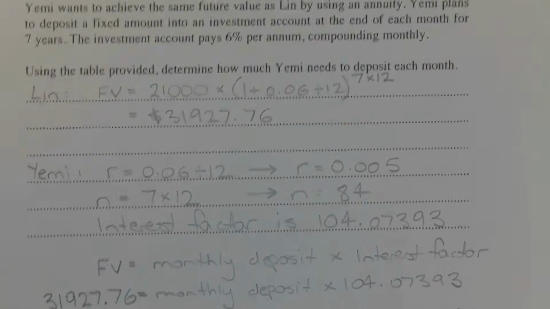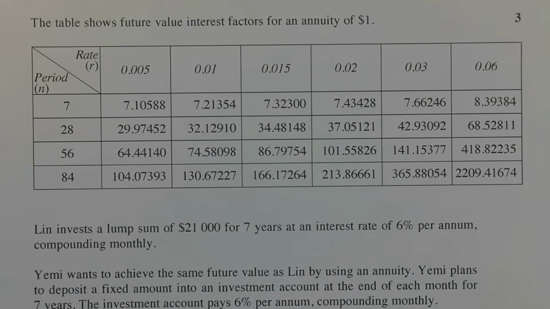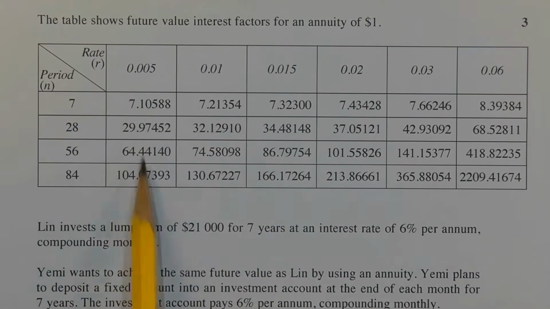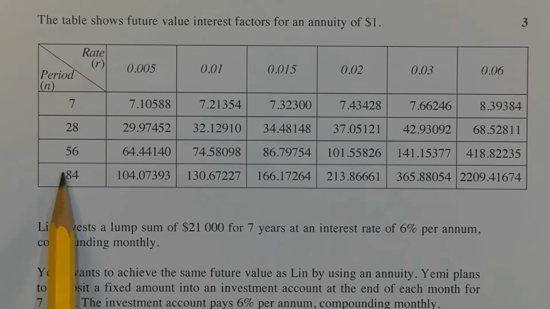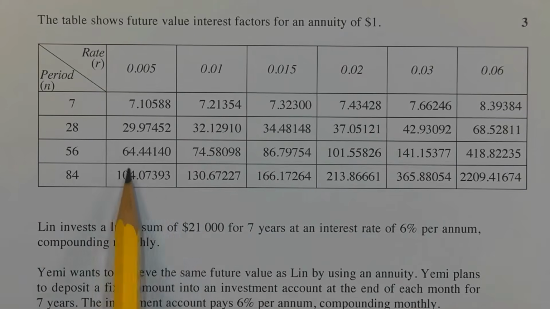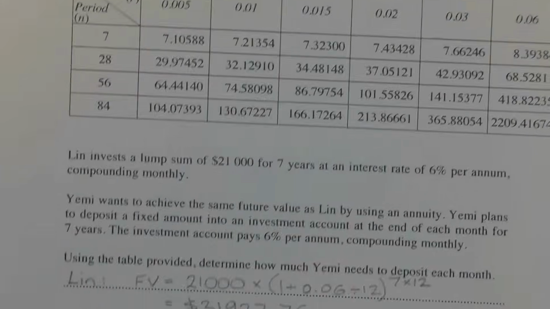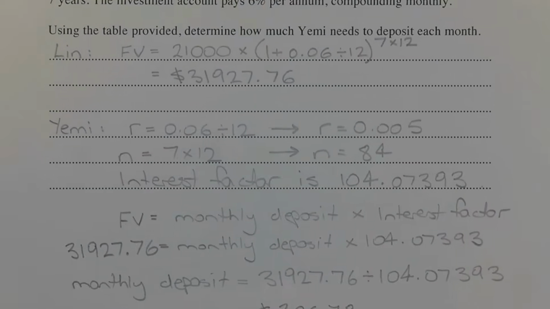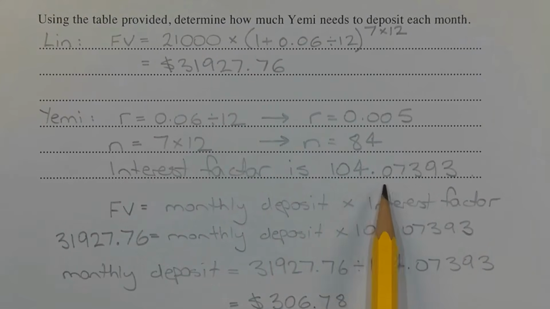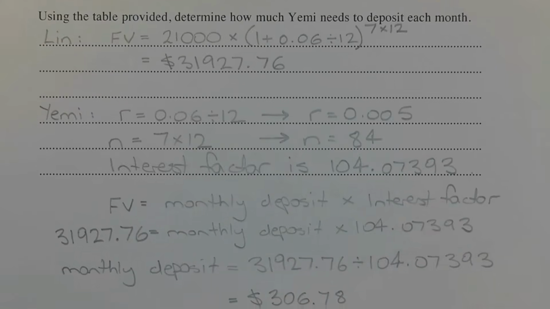So going back to the table, we select the column with the heading of 0.005 and the row which has a heading of 84, and where the column and the row intersect, this is our interest factor. So the interest factor is 104.07393.